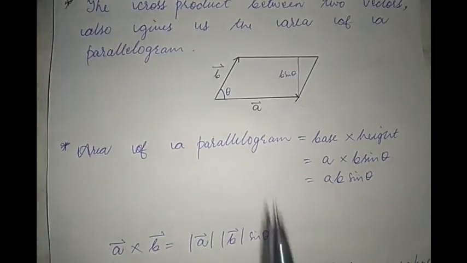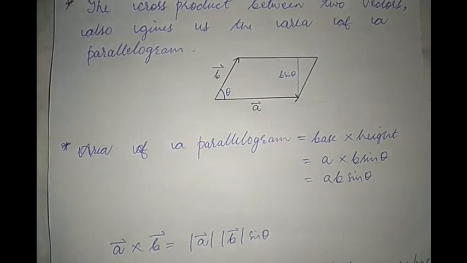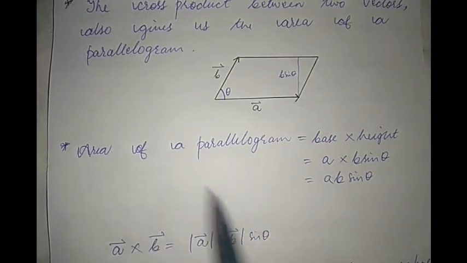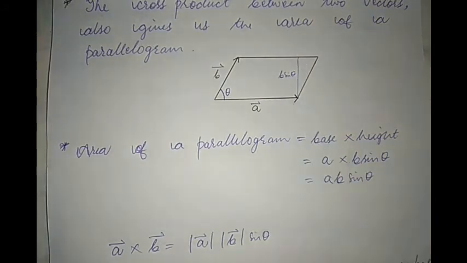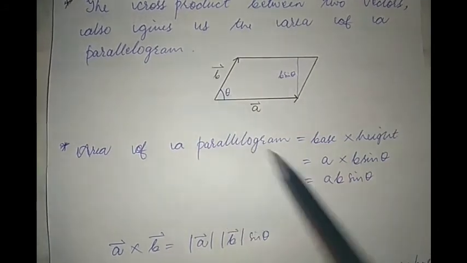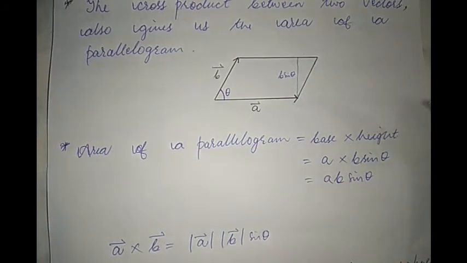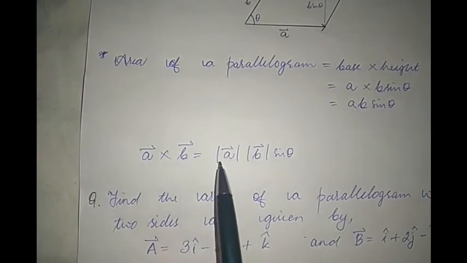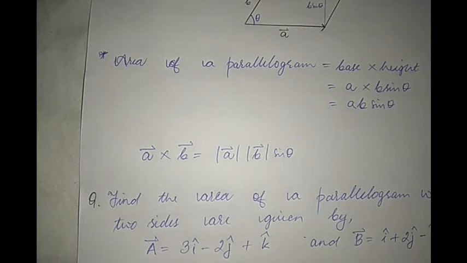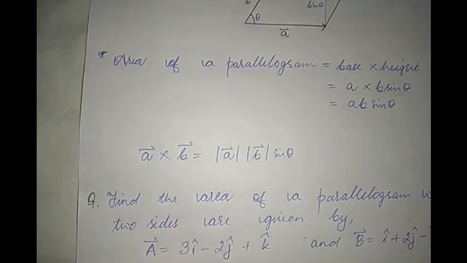Now, before we check how the cross product gives us the area of this parallelogram, let us look at the formula to calculate the area of a parallelogram. You must be familiar with this. The area of the parallelogram is given by base multiplied by the height of the parallelogram. Now, if this is b and this is theta, then this height comes out to be b sine theta. So, the area of the parallelogram is given by a into b sine theta, which is ab sine theta. Now, we know the cross product between two vectors a cross b is ab sine theta. So, we see that the cross product gives us the area of a parallelogram.